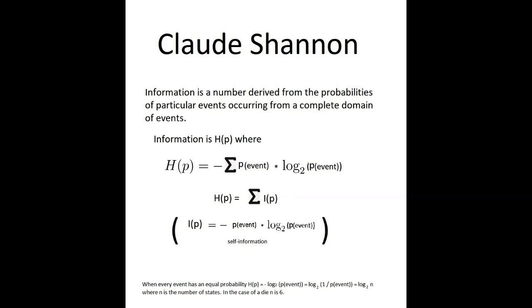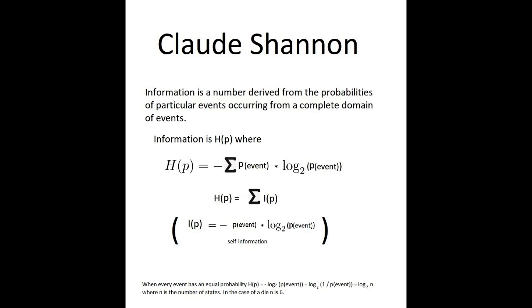Shannon self-information, I, is minus the chance of an event times the log of the chance of that event: minus p(event) times log p(event). Self-information I has a value between 0 and 1 and is the contribution of a single event to the Shannon entropy.